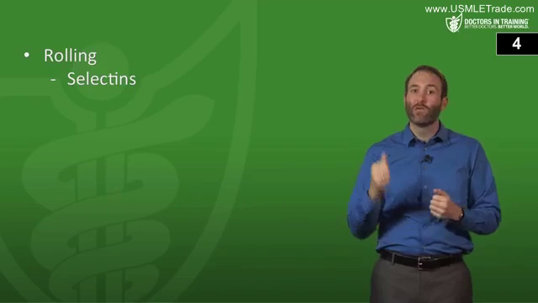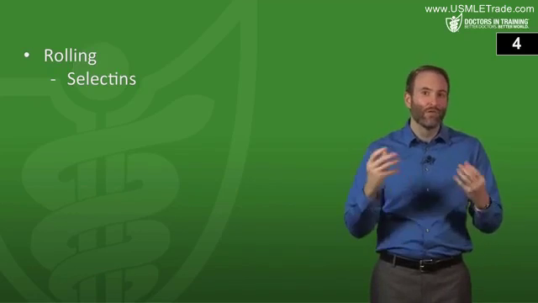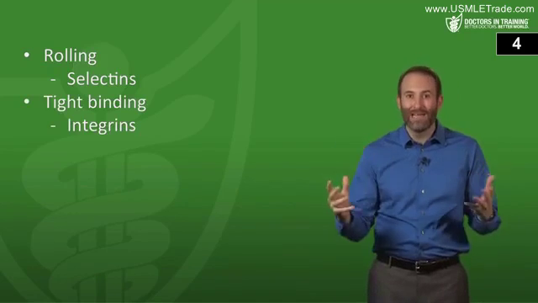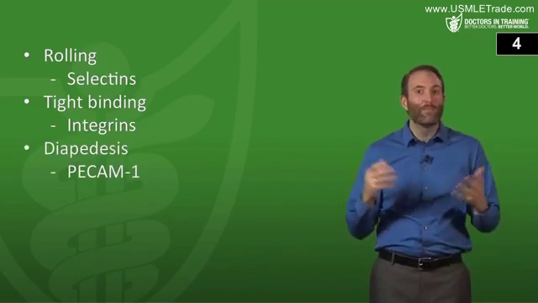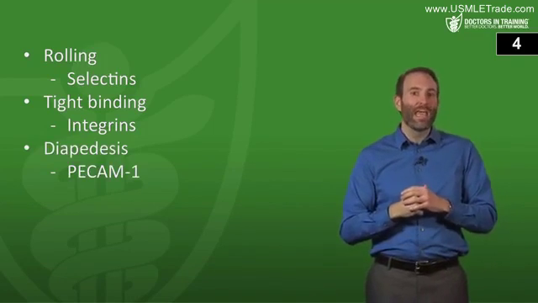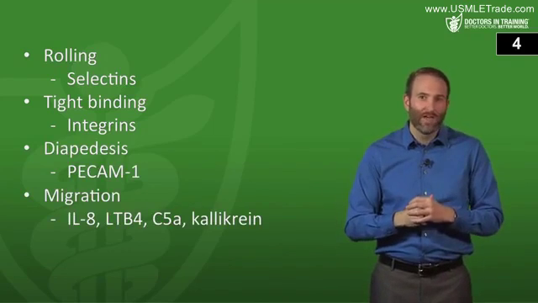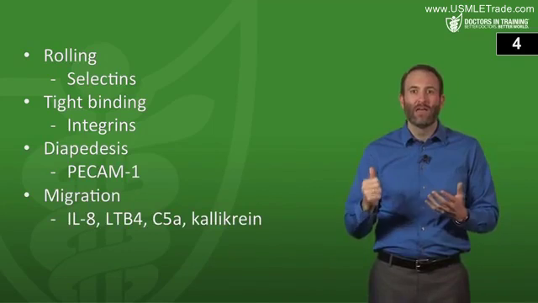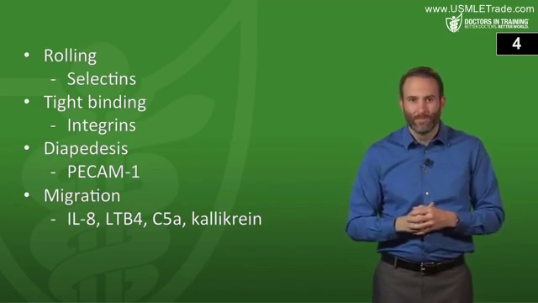First question, describe the process of leukocyte extravasation. So there are four big steps, remember. First there's rolling, which is mediated by selectin, so they select the leukocytes. And then there's tight binding, and that's mediated by what? The integrins, they help to integrate. There's diapedesis, which is mediated by PECAM-1. And then there's migration, which is mediated by the chemotactic factors, things like IL-8, LTB4, C5a, and kallikrein.